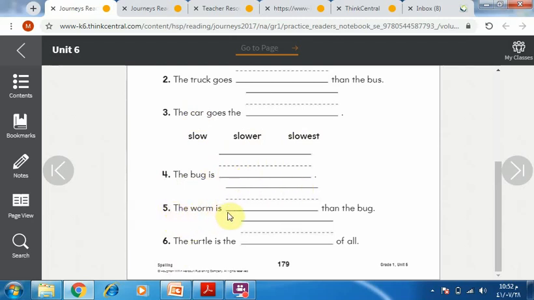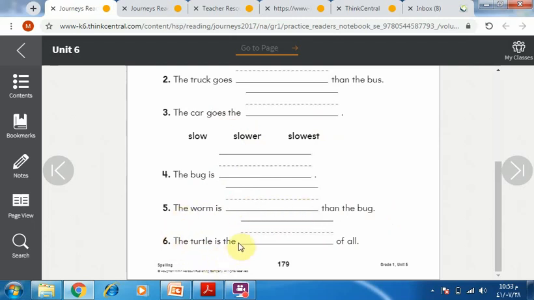Number 5. The worm is dots than the bug. Slow, slower, slowest. We already used slow. We're not gonna choose it again. So it's either this one or that one. Slower or slowest. Yeah. I'm gonna choose slower. Very good. The worm is slower than the bug. I'm comparing the worm and the bug. I'm comparing two things. So you choose the one with two letters here, ER. Slower. Then you will write slower on the line.